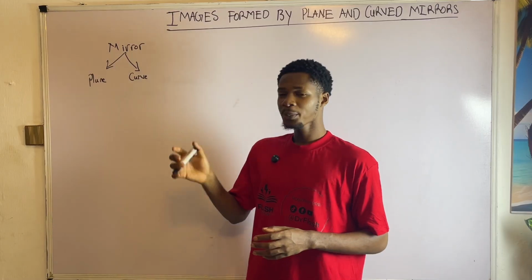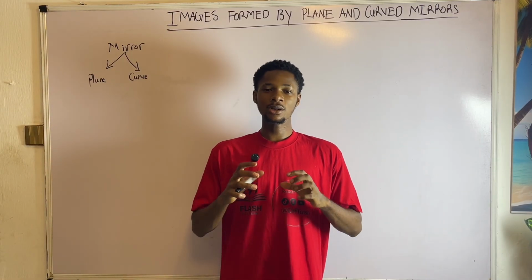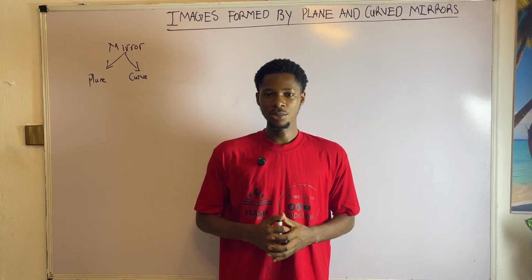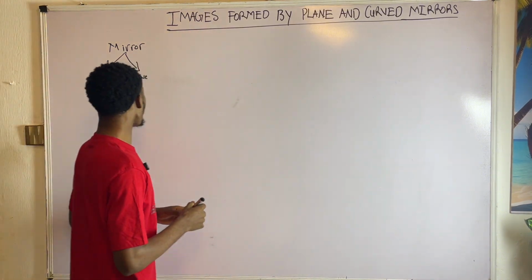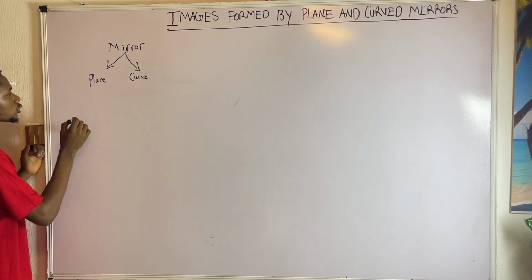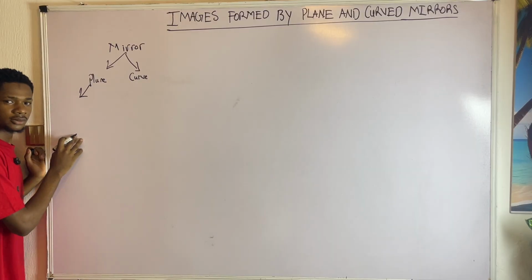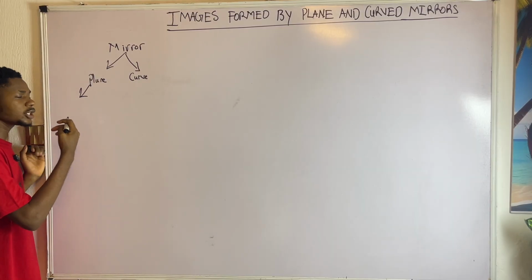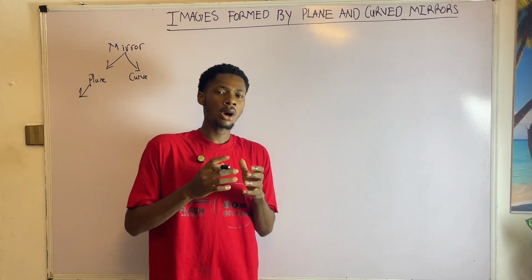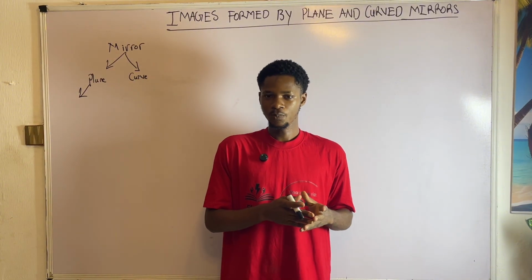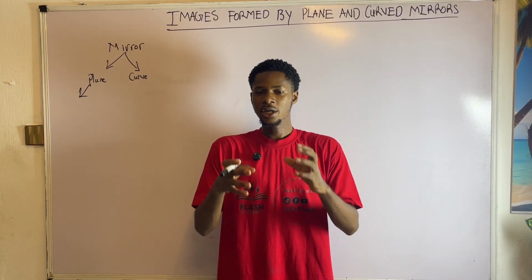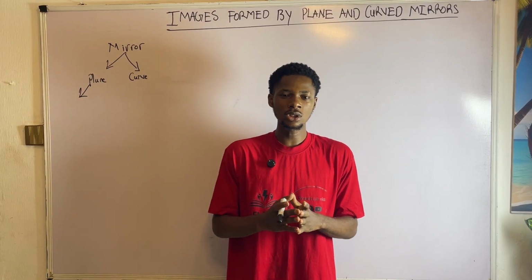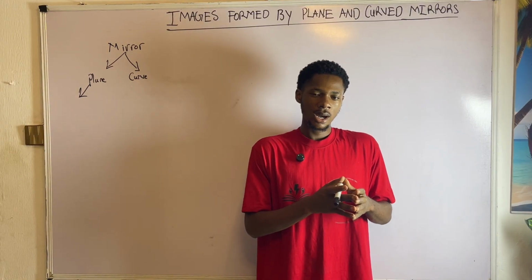For plane mirrors, let's talk about the properties, or rather, let's describe a plane mirror. There are some properties that are peculiar to plane mirrors. Take note that when an object is placed in front of a plane mirror, the distance between the object and the mirror is the same as the distance between the image and the mirror.